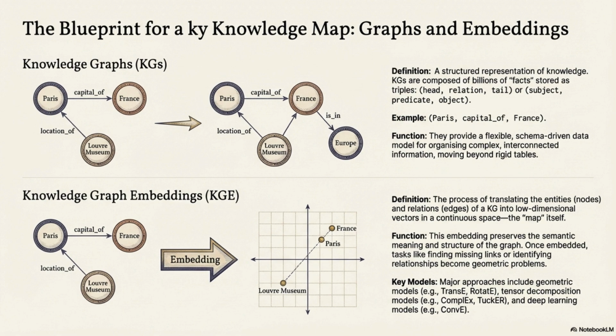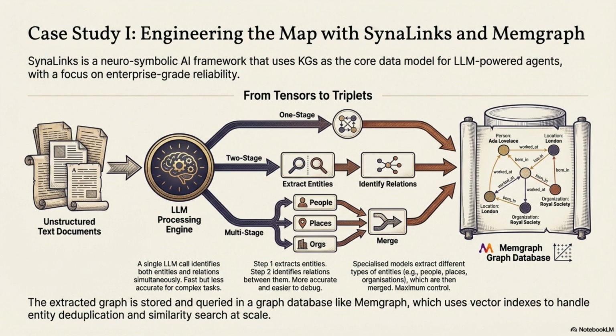And the engineering blueprint for creating these maps is the knowledge graph, or KG. KGs are essential. They move us past rigid tables, organizing complex data as triples, like Paris, capital of France. Then knowledge graph embeddings, or KGE, translates those entities into vectors in a continuous space.